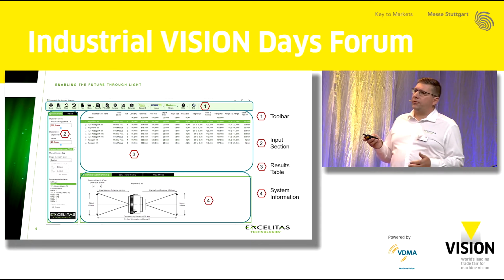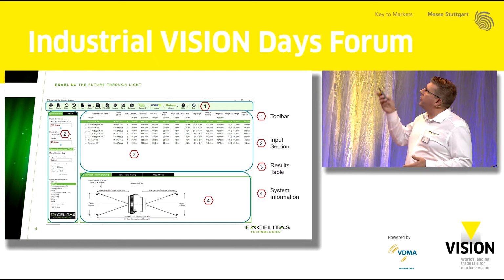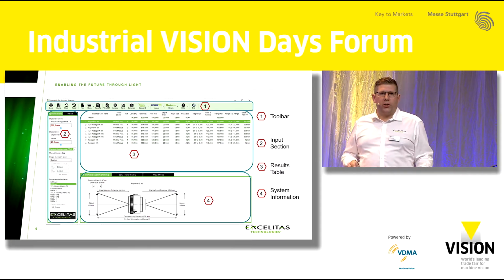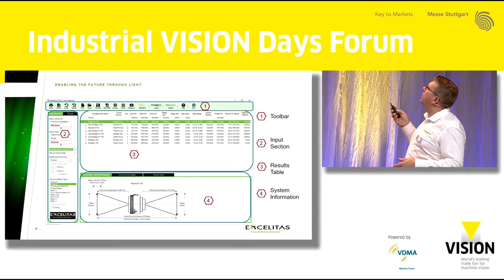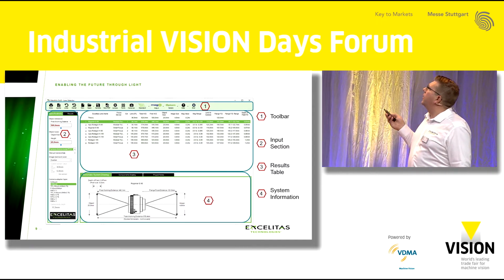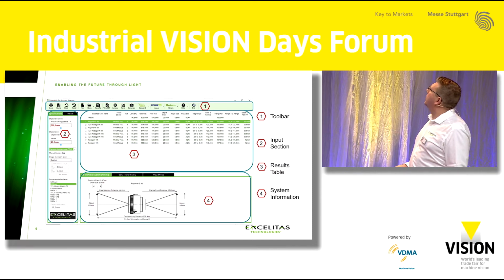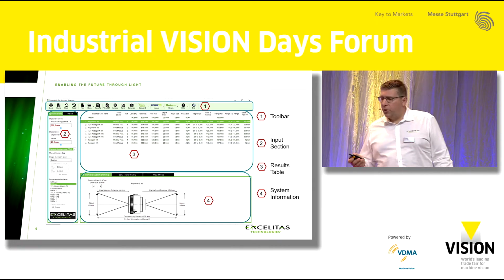First, if you open the software, you get a classical toolbar. Then you have an input section for your specification for your application. Then we have a results table, which gives you system information and calculates geometrical optics. And last but not least, we have the system information about the proposed solution. But have a look in detail.